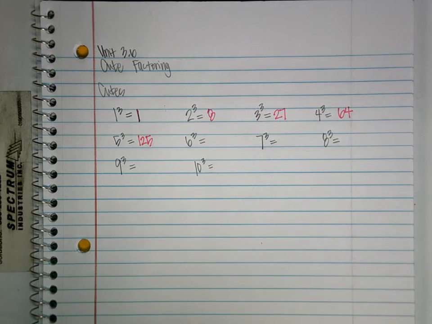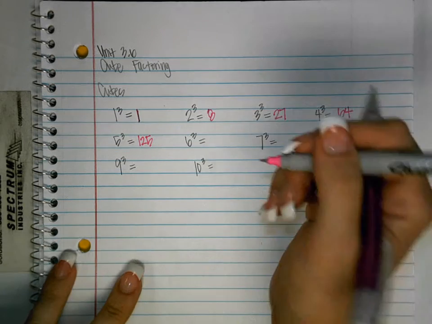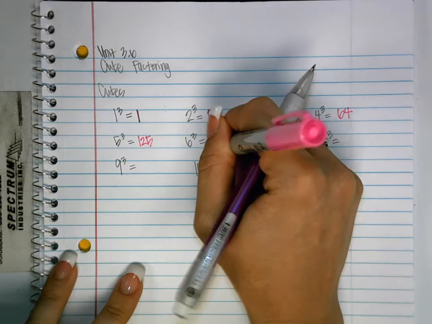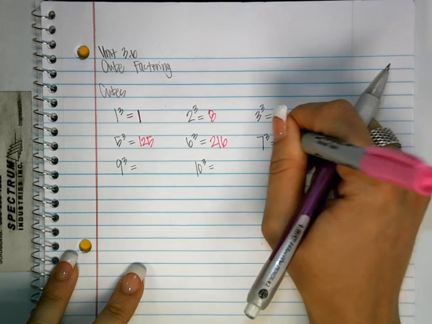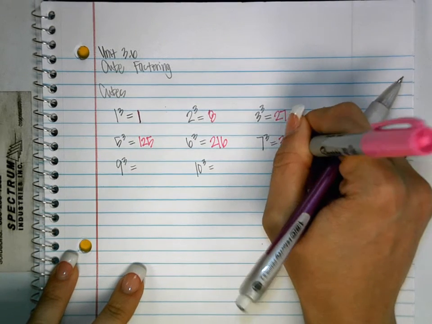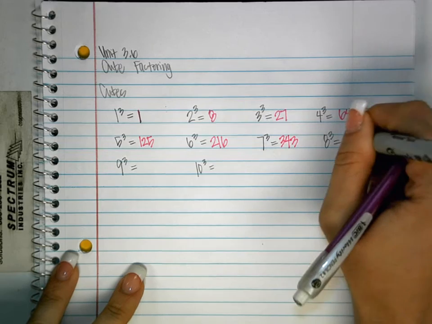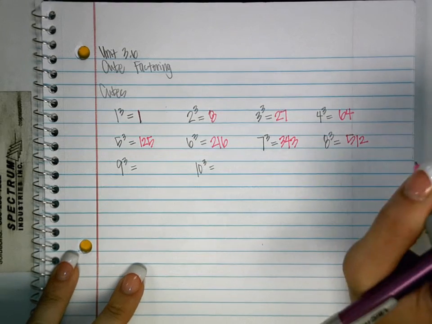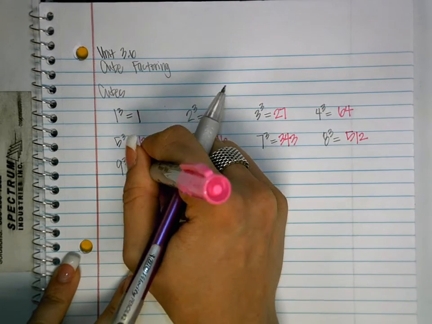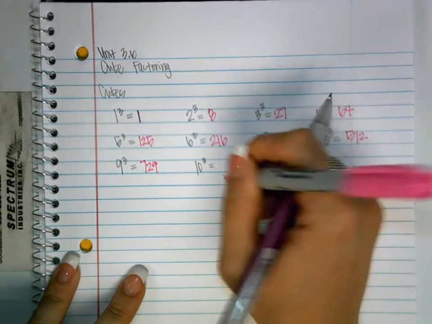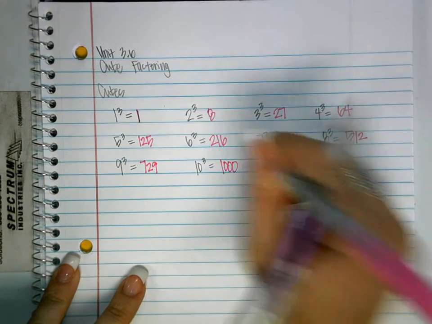Past 5 gets a little bit trickier, okay? 6 cubed is 216. 7 cubed, 343. 8 cubed is 512. 9 cubed is 729. And 10 cubed is 1000.